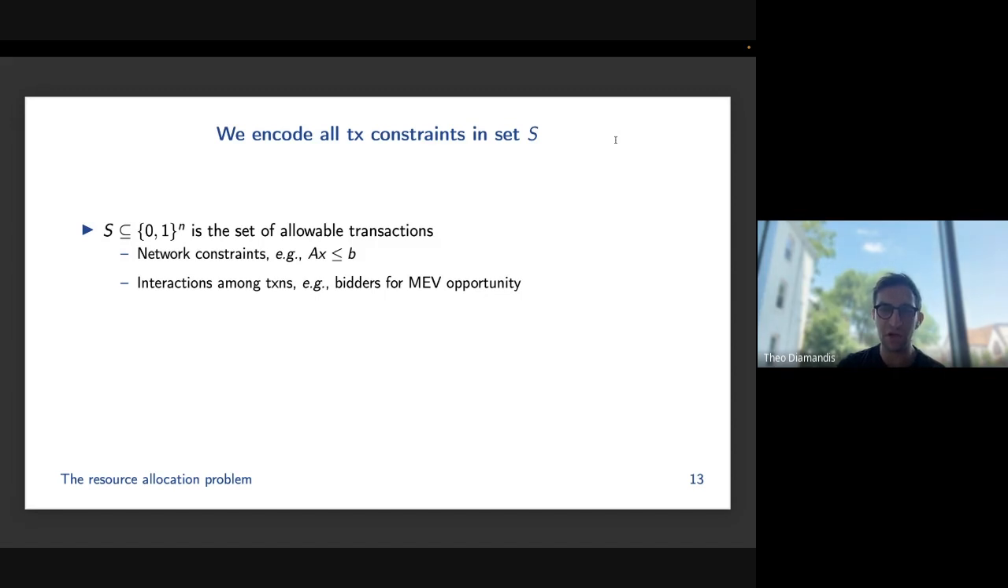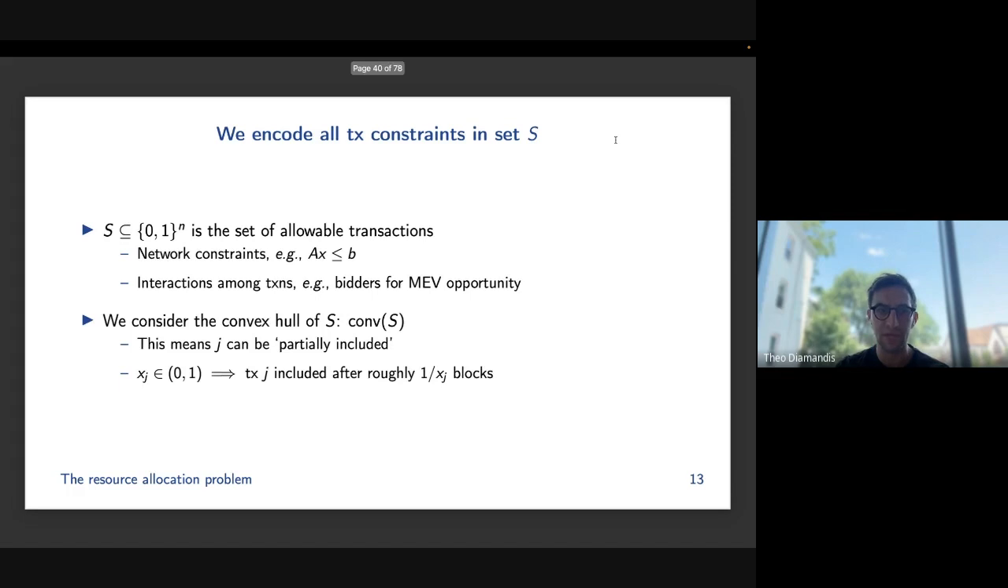But it could also include very complicated things like interactions among transactions. So for example, if there are a lot of people bidding for a particular liquidation opportunity, like an underwater loan, and there are a lot of searchers trying to get that, only one person can actually liquidate that loan in a block. And so S can include these types of interactions and constraints as well. So you can think of this as a very general way to define the constraint set.